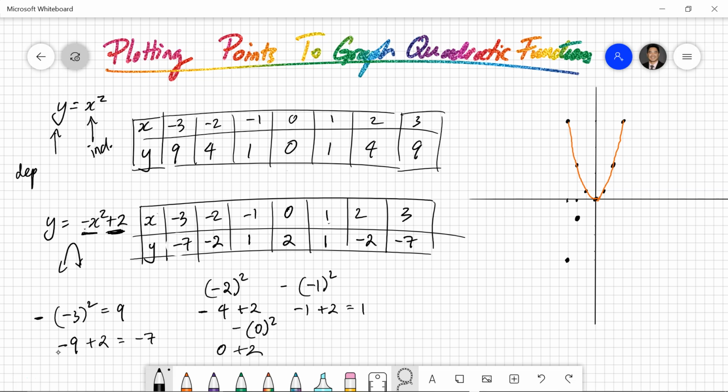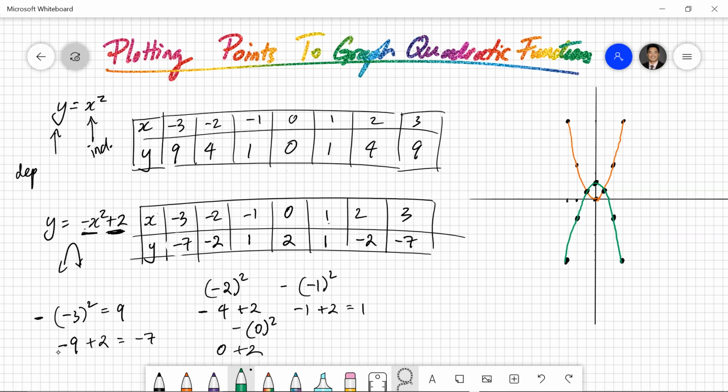Minus 1 and 1 is over here. And then 0 and 2 is over here. And then we're going back down to these coordinates. And what we'll have here when we join those dots is that parabola looking like that.